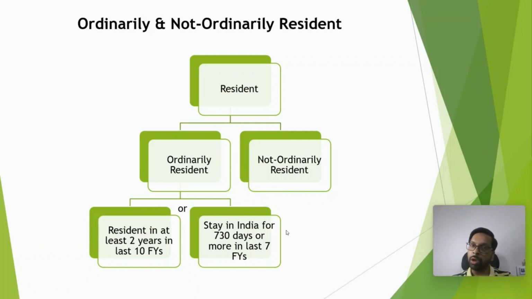So a person is a resident. And to call that person an ordinarily resident, he should be a resident in at least 2 years out of the last 10 preceding financial years, or his stay should have been 730 days or more in the last 7 financial years. Then only we can term that person as an ordinary resident. If he does not fulfill any of these conditions, he will be termed as a not ordinary resident. Although he is a resident, he will be termed as a NOR. He is a not ordinarily resident.